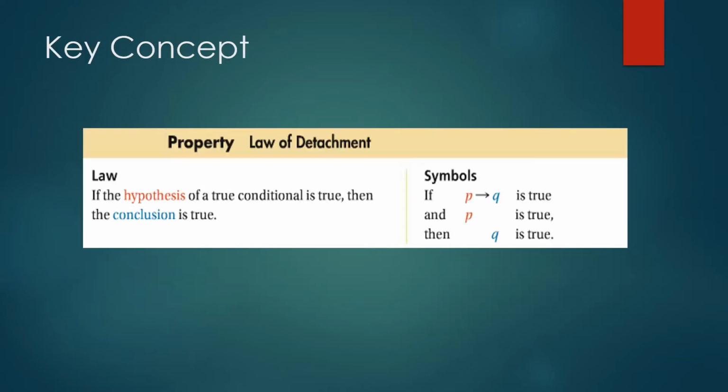On this slide, we're talking about the law of detachment. So the law of detachment is a big one. It's half our goal for this lesson. And the law of detachment says, if the hypothesis of a true conditional statement is true, then the conclusion is true. And that actually makes a lot of sense. So if I have a conditional statement, if P, then Q, and I'm saying that this is a true statement, if P, then Q is true, and P is true, then Q is true.